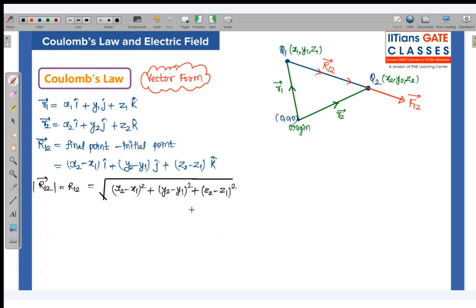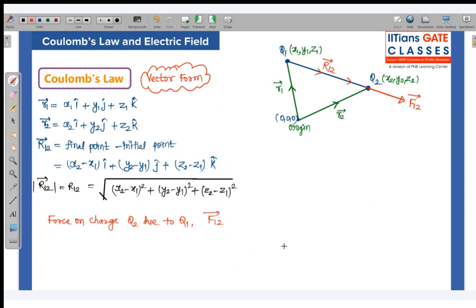Okay, so this is the actual distance between them. Now we know the charges, we know the distance, so we know everything. Now we can write the force. So the force on charge Q2 due to Q1 is F12.